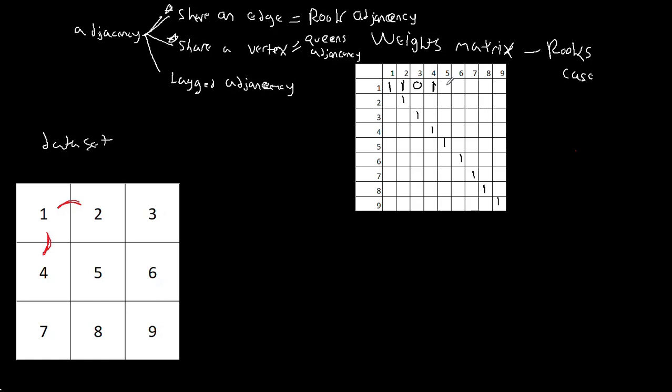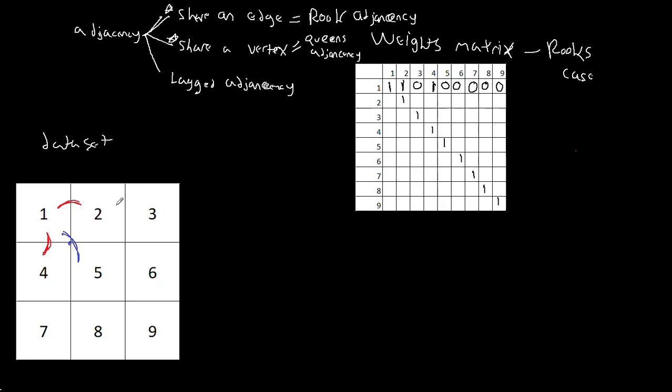What about 1 and 5? Well, they share this vertex right here, but they don't share an edge. So under the Rook adjacency rules we're working with, this would get a 0. Even though they share a vertex, because we're dealing with the Rook's case, they do not share an edge. What about 1 and 6? Nope. 1 and 7? No. 1 and 8? No. 1 and 9? No.